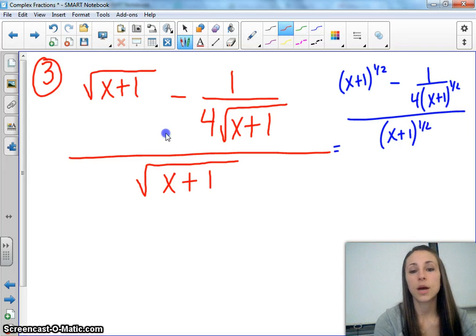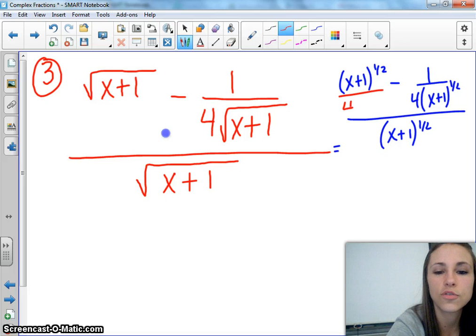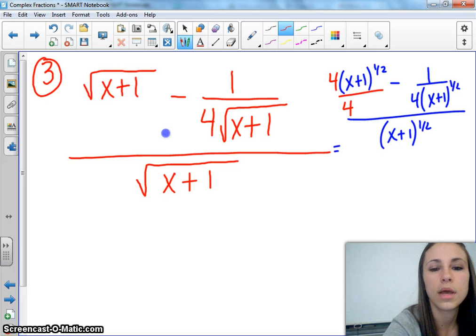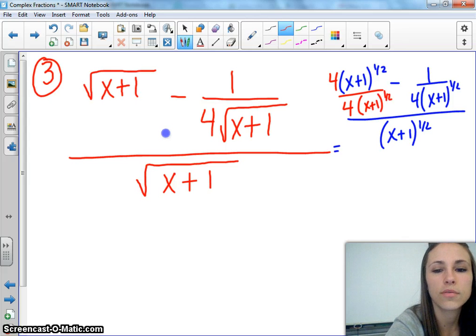Alright, so then I'm going to get a common denominator. This fraction over here needs a 4, so I'm going to put a 4 in the top and the bottom, and it also needs an x plus 1 to the 1/2.